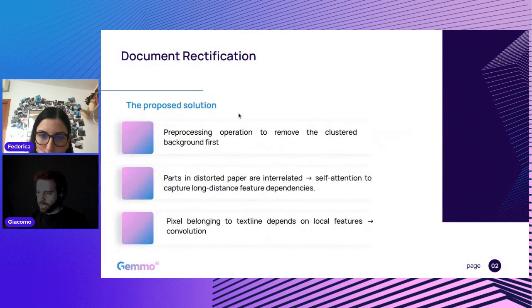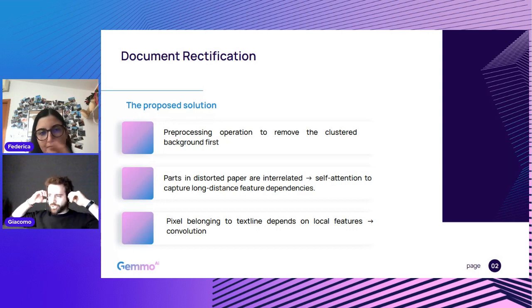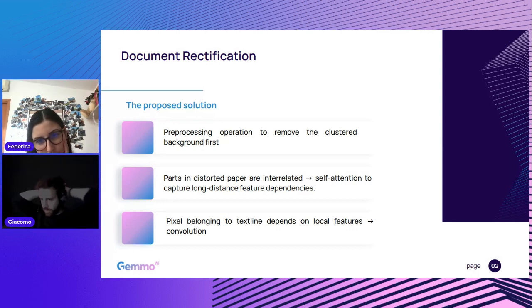So the idea here is that, of course, you want to remove the background for obvious reasons, but in fact, since we have a document, this document has a sort of rigid structure, it means that parts in the distorted paper are not independent, but they are related with one another. So the idea of the transformer here is just to use the self-attention mechanism to capture the long distance feature dependencies in your document. Okay, so in some sense there is some recurring structure in the document, and you want to precisely leverage the power of transformers to encapsulate this dependence.